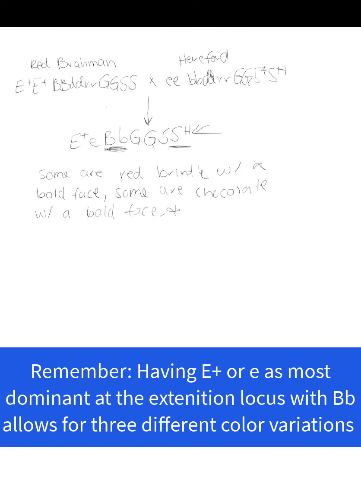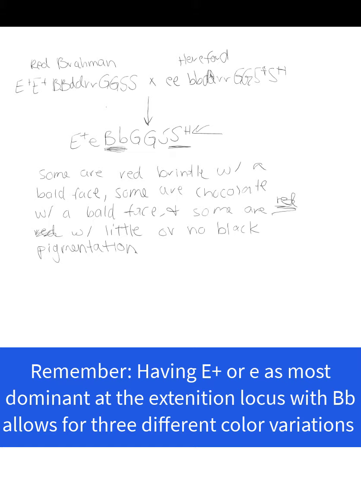and then our last coloration we can get are some are red, with little or no black pigmentation. So this would be your final answer for this cross. So a red Brahman crossed with a Hereford.